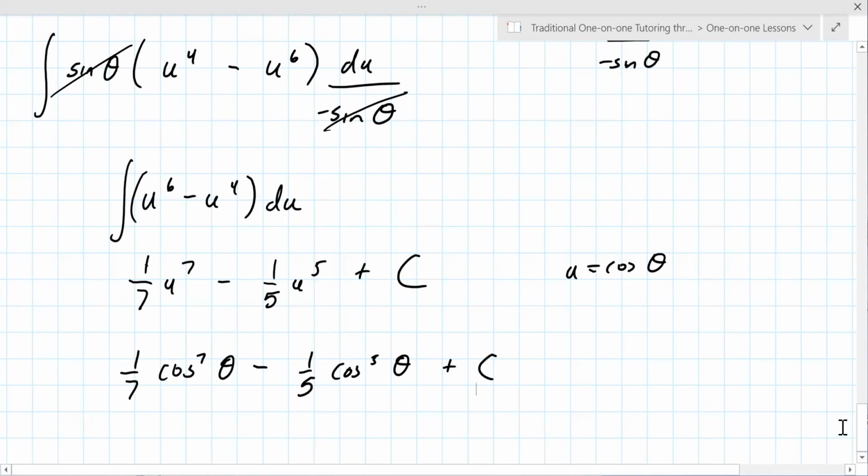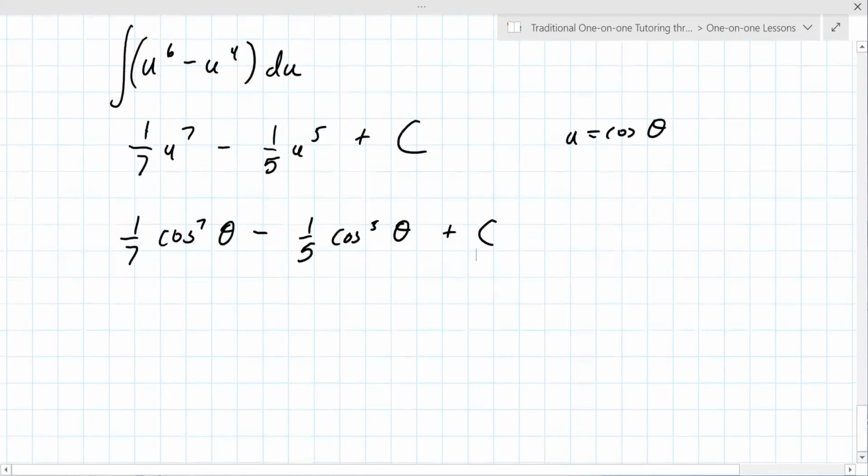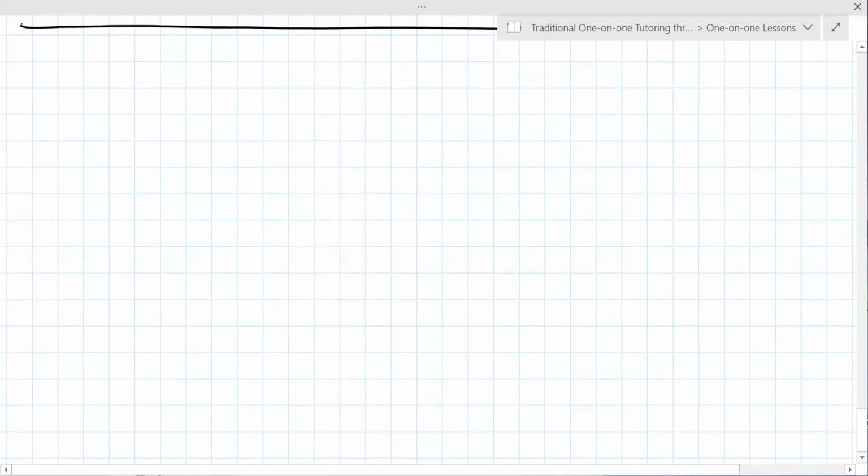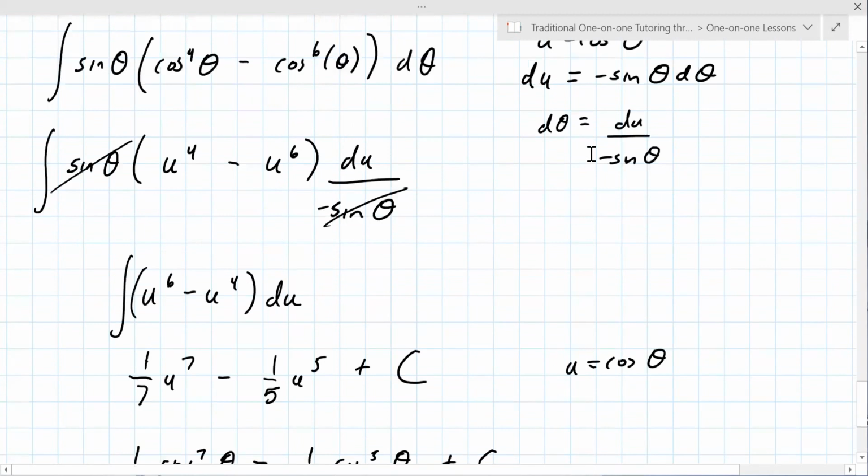Could we do one with bounds now? Sure. I mean, it's the same thing. You just end up plugging them in at the end. But yeah, absolutely. All right. It's the integral from 0 to pi over 2 of sine to the 7th theta cosine to the 5th, like this. Yep. All right.